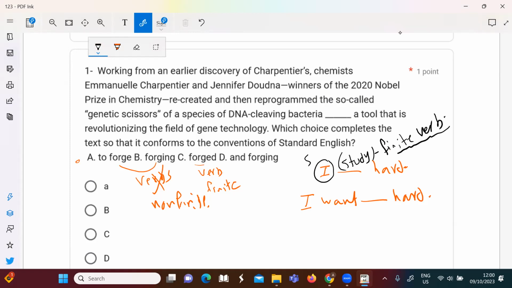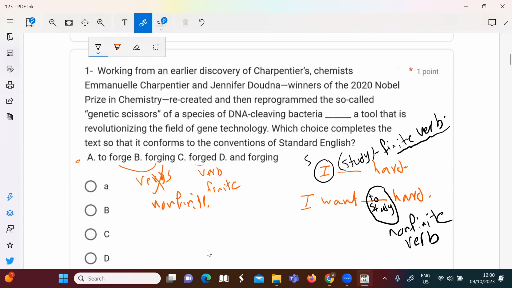It's a verb and it's necessary. If I use something other than a finite verb here, it will be a fragment. It will not be a sentence. عشان أعمل sentence لازم عندي subject وعندي finite verb، زي study. طيب، I want here study ولا I want to study? I want to study. This is a non-finite verb.